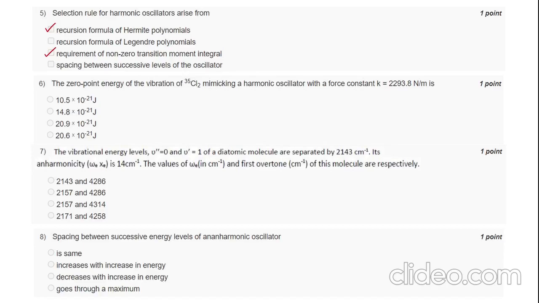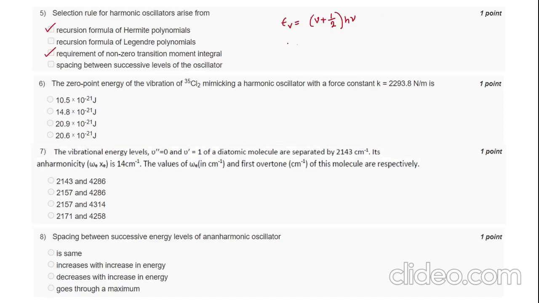Question number 6 says that the zero point energy of a vibration of 35Cl2, mimicking a harmonic oscillator with a force constant k of 2293.8 Newton per meter, is. So see, here you want to calculate the zero point energy. You remember what the zero point energy was? Zero point energy was the energy of the v equal to zero state. What is the formula for a harmonic oscillator, when anharmonicity is not there? It was (v plus half) h nu, right? In joules.